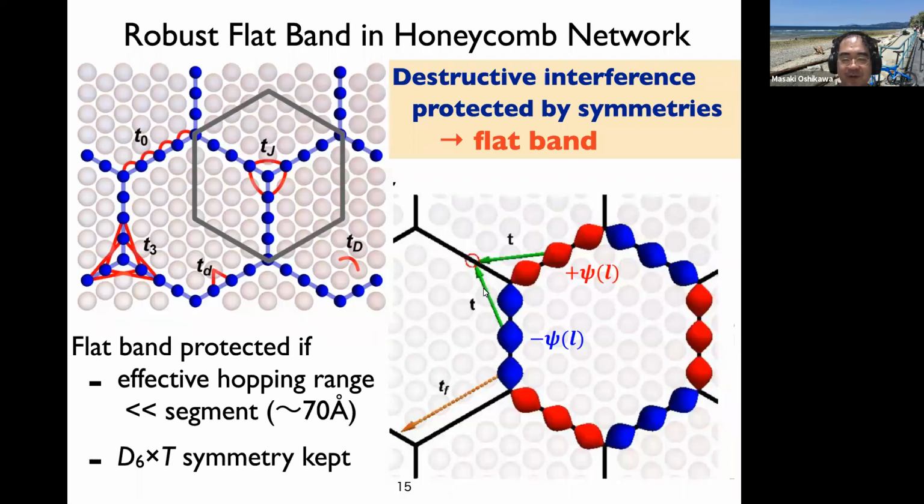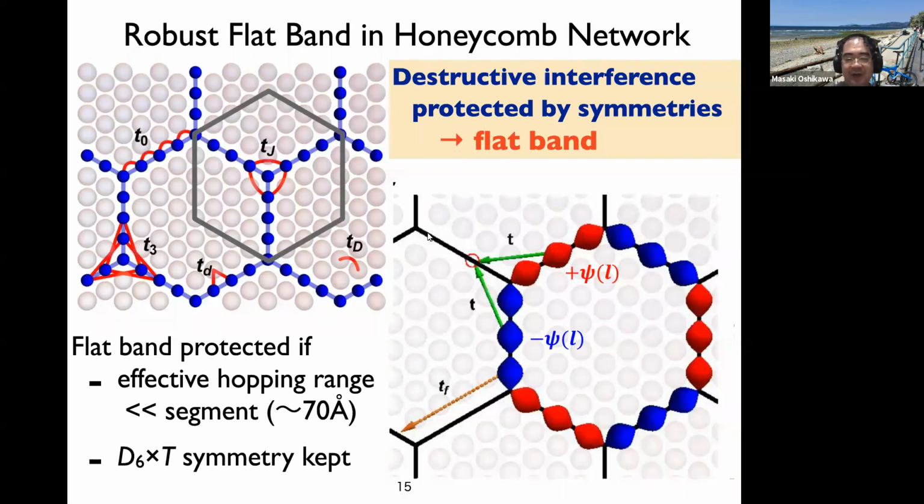So even if you include a long range hopping, electron still cannot escape. So the flat band remains still flat. So this mechanism is broken if you include very long range hopping, which is beyond the length of the segment. So if electron can hop directly from here to there, then electrons really can escape because there is no cancellation anymore.